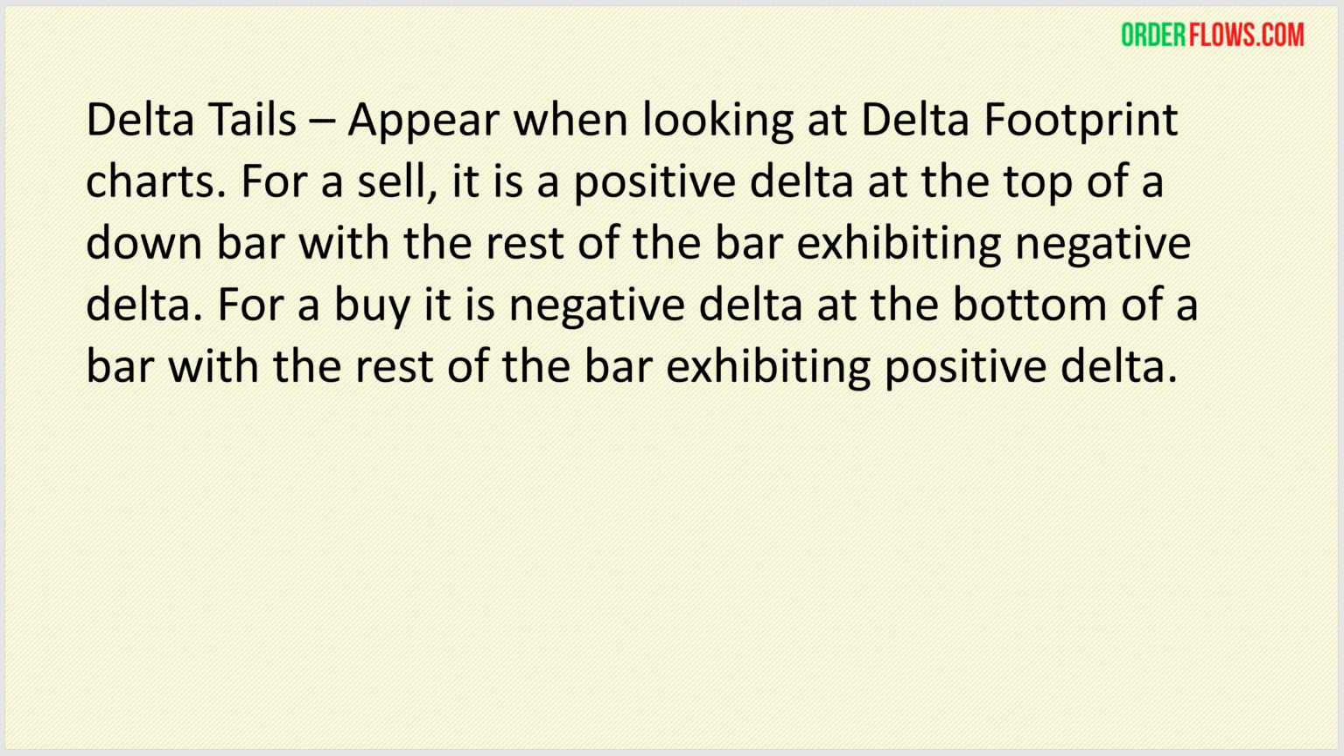All right, so delta tails. Now, delta tails is something that you'd have to look at a delta footprint chart. And I talked about that in an earlier lesson, the delta footprint chart. A delta tail is going to appear when on a sell, there's a positive delta at the top of the down bar and the rest of the bar is all negative delta, or for a buy, when there's negative delta at the bottom of a bar with the rest of the bar exhibiting positive delta.